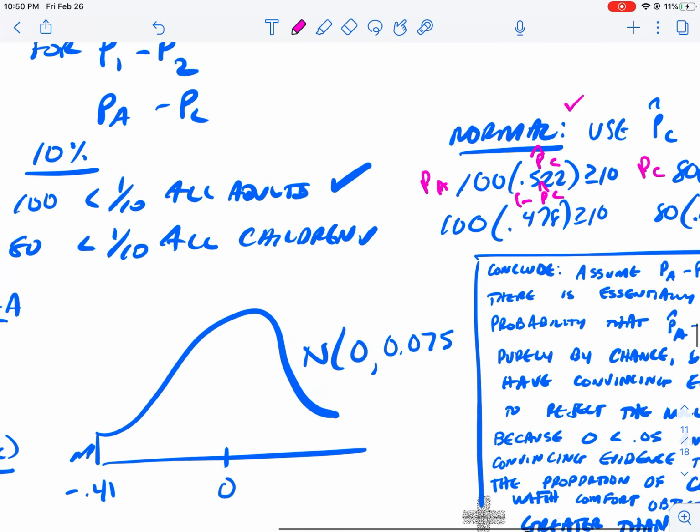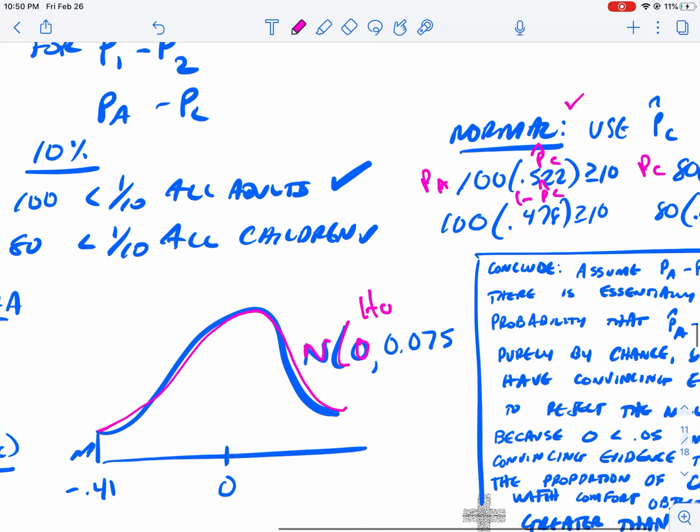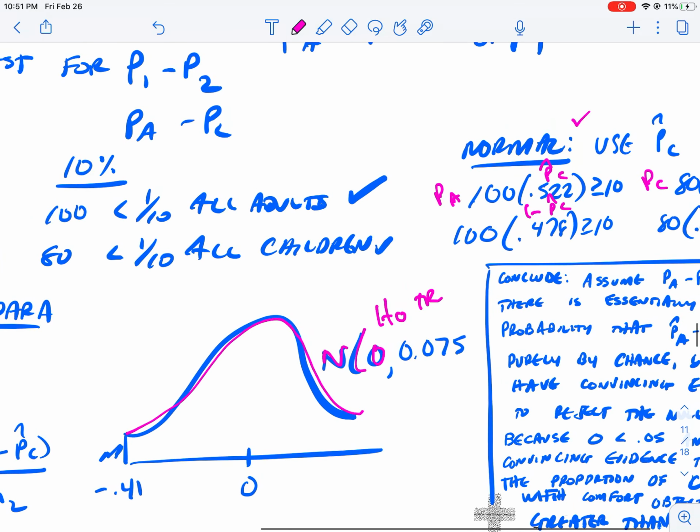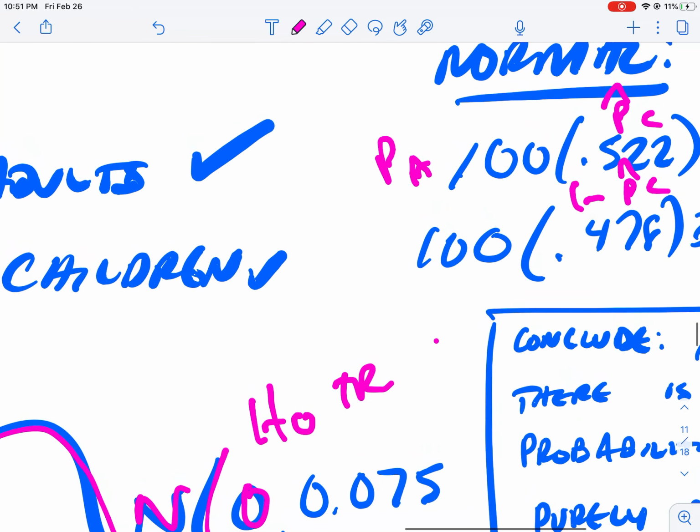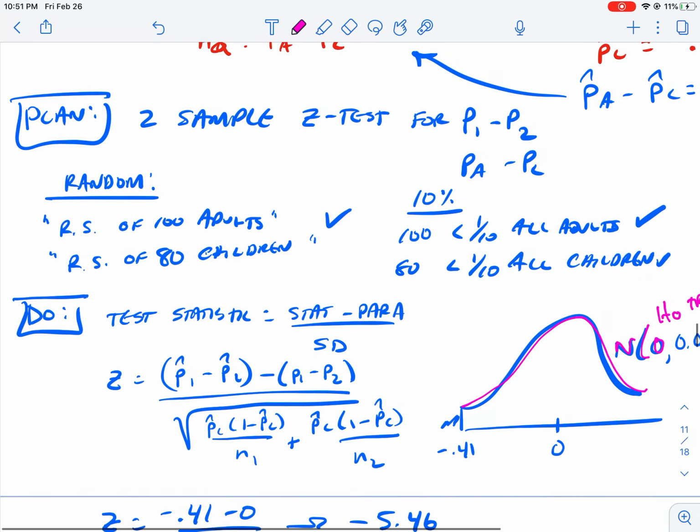So when I draw my curve, here is what I have. I would put my curve on here. I would know that it's normal. I'm going to put 0, which is my H sub 0 true value, here. I haven't calculated my standard deviation yet, but we will do that in just 1 second here. Okay, so what am I going to do? I'm going to find my z-score. To find the z-score, I have to have my difference here. This is my difference in my samples, and this is my H sub 0. This is going to be 0.